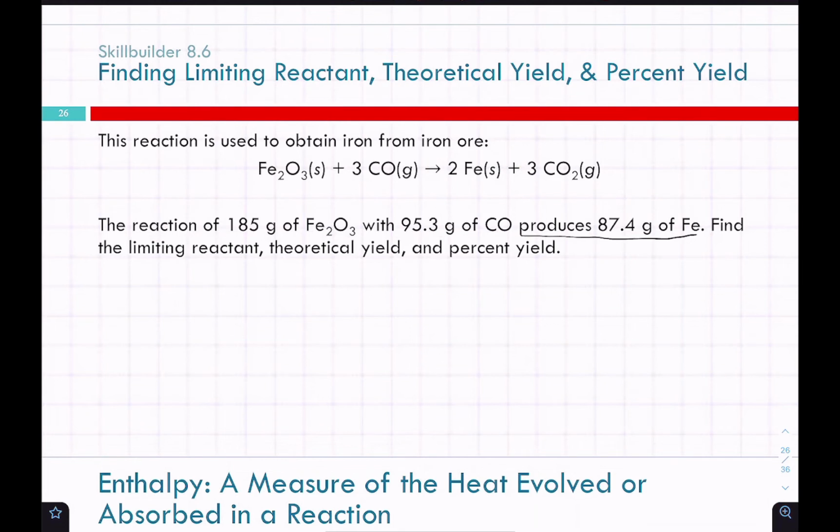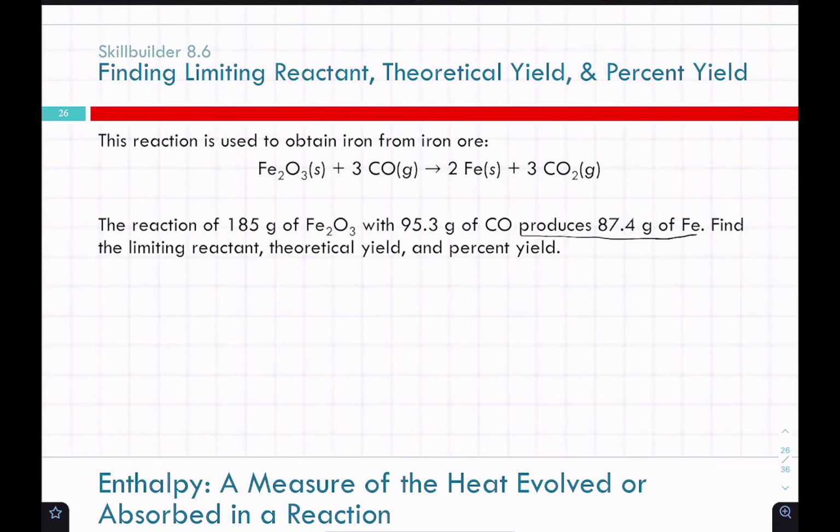Remember, those three things are all tied together, because when you find your limiting reactant, the thing that you run out of first, then however much of your product that you're looking for it makes is your theoretical yield. And then actual yield divided by theoretical yield times 100 gives you your percent yield. So those are all coming out of the same stoichiometry problem.